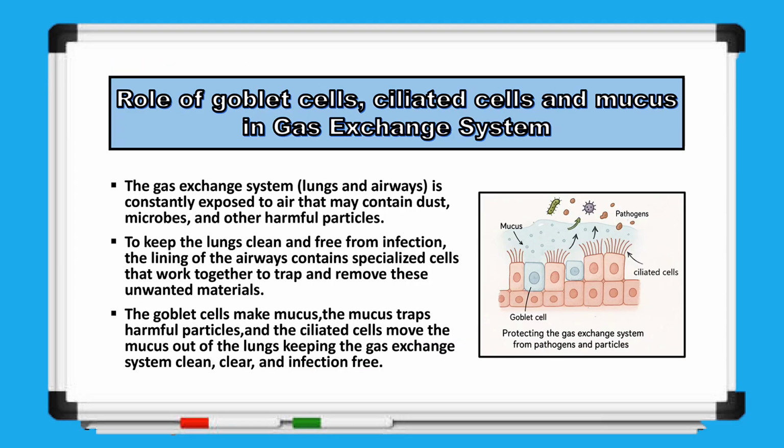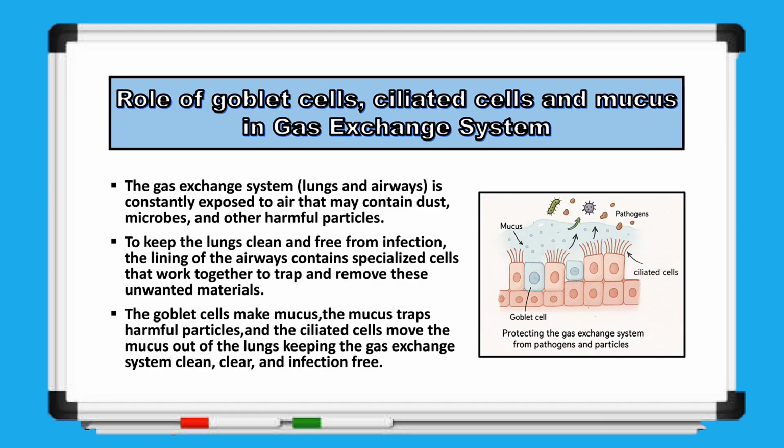So, let's talk about the role of goblet cells, ciliated cells, and mucus in the gas exchange system. Our lungs and airways are constantly exposed to air that can contain dust, microbes, and other harmful particles. To keep the lungs clean and free from infection, the lining of the airways has specialized cells that work together to trap and remove these unwanted materials. The goblet cells produce mucus, which traps harmful particles. Then the ciliated cells move this mucus out of the lungs, keeping the gas exchange system clean, clear, and free from infection.